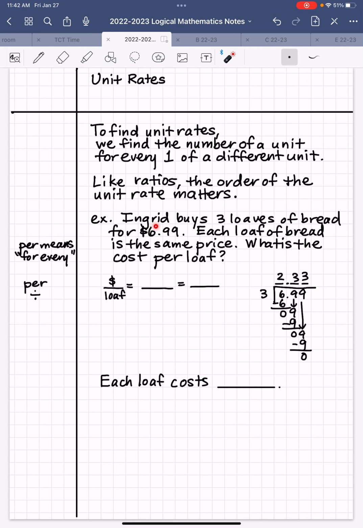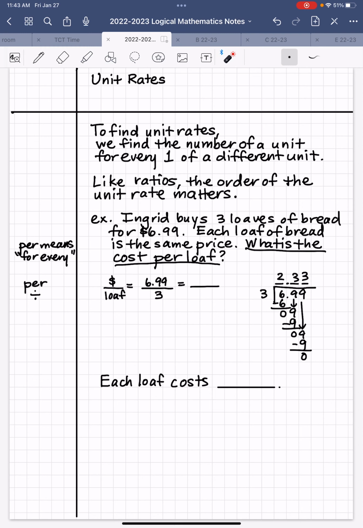Our example here is that Ingrid buys 3 loaves of bread for $6.99. Each loaf of bread is the same price. What is the cost per loaf? So cost is in dollars, and per means that we're going to divide. It means for every, and then loaf is for every 1 loaf. So let's give the rate that we know. We know that there are how many dollars? We have 6 99/100ths of a dollar for every how many loaves? For every 3 loaves. Just put a 3 right here.